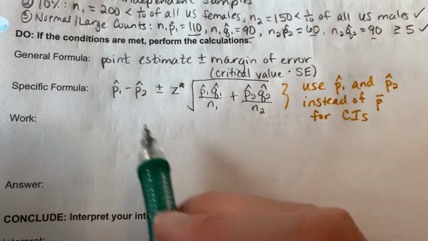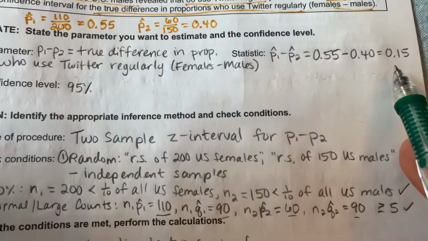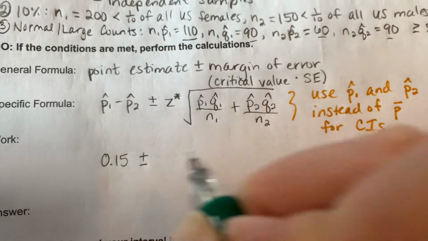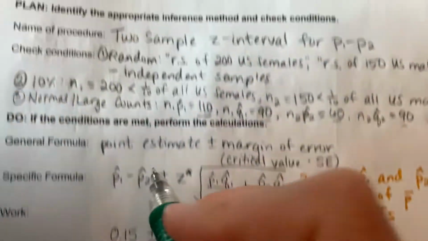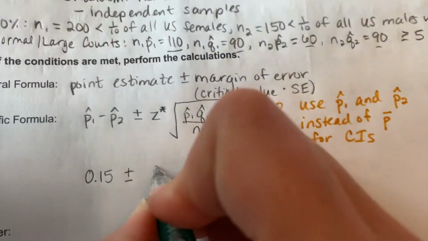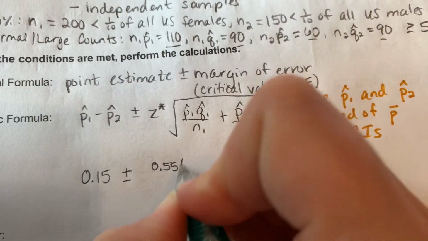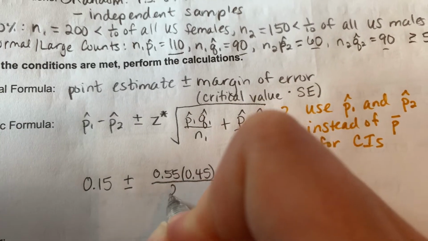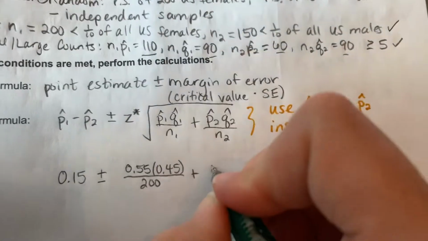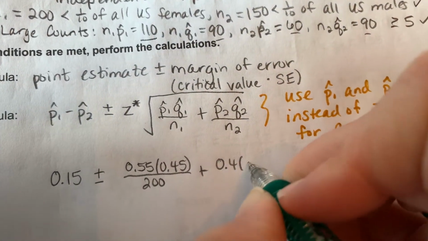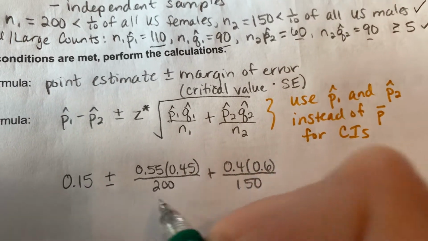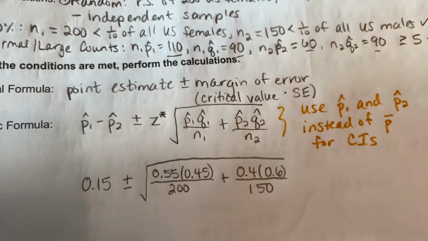Okay, so let's plug in what we have. We know that P1 hat minus P2 hat is 0.15. So we have 0.15 plus or minus. Let's see, P1 hat was 0.55, so Q1 hat would be 1 minus 0.55, or 0.45, divided by N1, which is 200. Plus P2 hat, which is 0.4. Q2 hat would be 1 minus 0.4, or 0.6, and then divided by N2, which is 150. I have to take the square root of all of that.